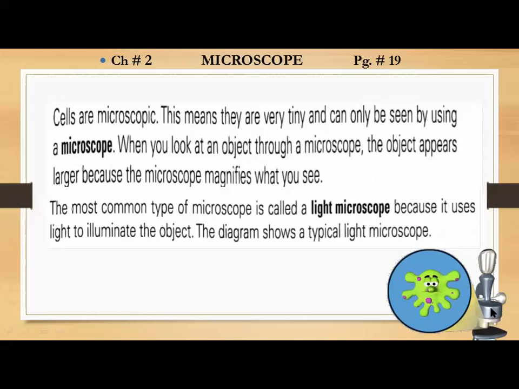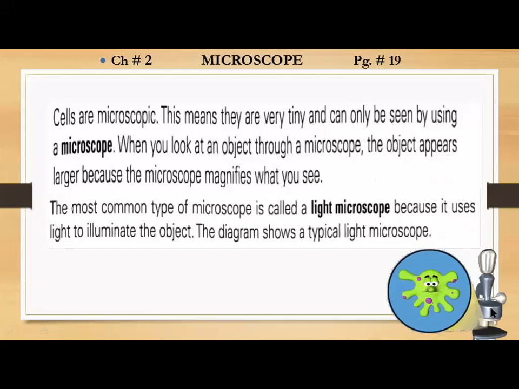Those organisms which we cannot see with the help of our eyes, we can see them through a microscope, because a microscope is a device with the help of which we can see microorganisms. The most common type of microscope is called a light microscope, because we use that microscope with the help of light. Light will pass through the specimen. So that is why it is called a light microscope, because it uses light to illuminate the object.